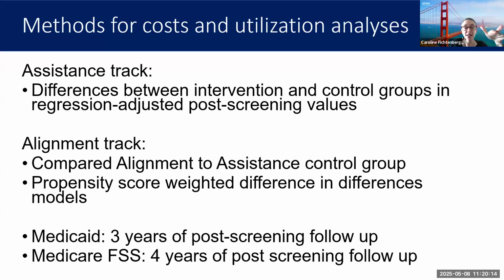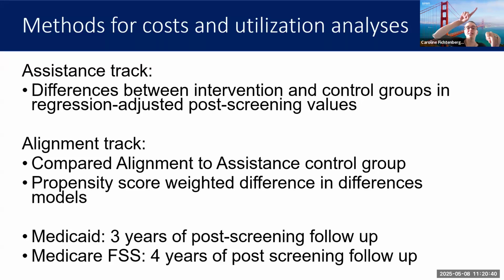In the alignment track, there was no randomization. So they compared the alignment track beneficiary data to data from the assistance control group. And then they did something called propensity score weighting and adjustment to make the assistance track control group as similar to the alignment track intervention group. And they used a difference in differences model.